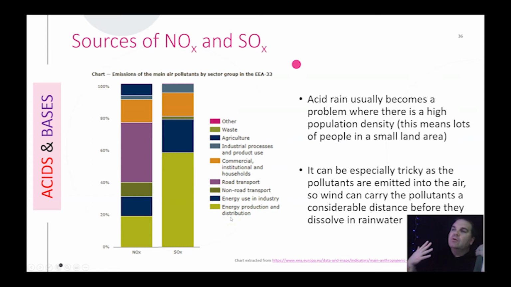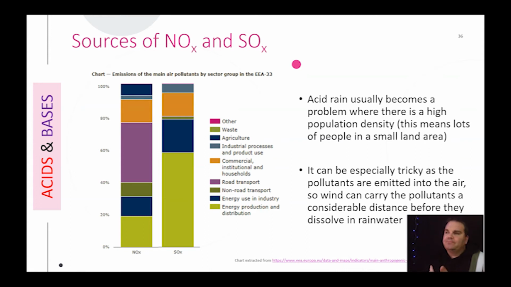Acid rain usually becomes a problem where we have what we call high population density. When you have a large amount of people in a small area, you get a lot of pollution, and that's where you can get acid rain. Europe, in particular, has a very high density. Lots of countries, lots of people, far more densely populated than Australia, for example, where all of our citizens are kind of populated around the coast, and the cities aren't really close together. So lots of people in a small area for Europe means lots of pollution, which means that we're going to have a lot of acid rain.